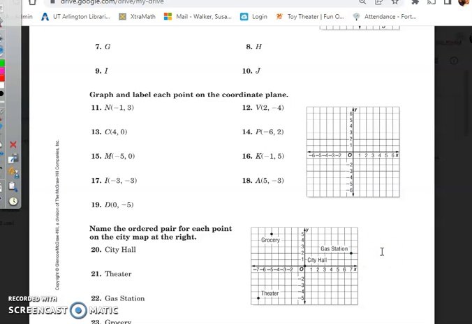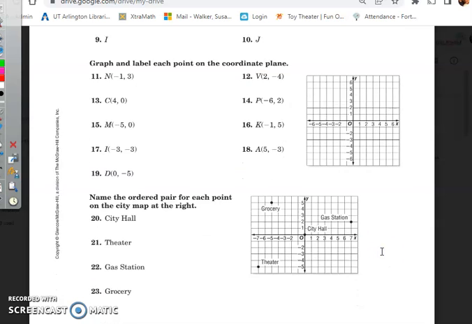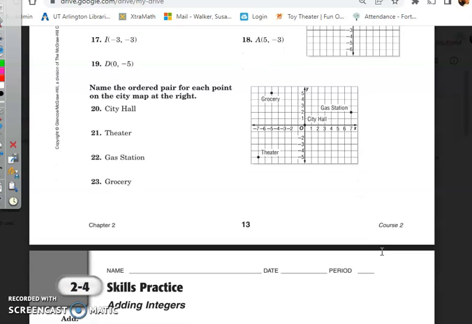Let's finish up. Name the ordered pair for each point on the map at the right. So City Hall, guys, that's right at the origin. So City Hall is 0, 0.